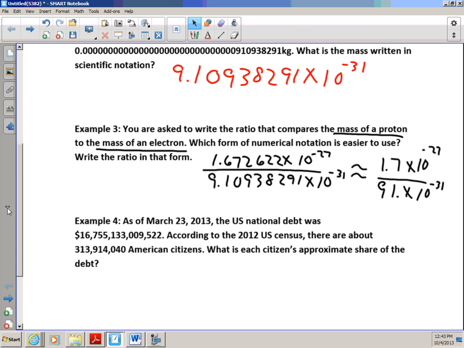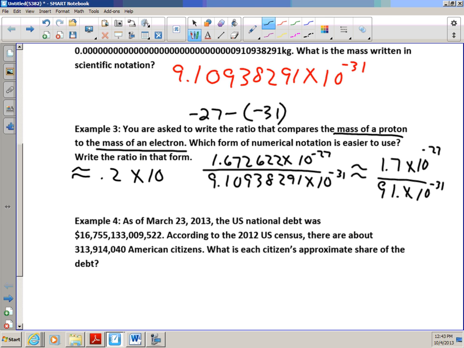Now I'm going to do my division of 1.7 and 9.1 to get approximately, I'm just going to move over here to make some room, 0.2. When we divide with the same base, we subtract the exponents. Be careful with the signs. It's negative 27 minus, because of subtraction, a negative 31. Using our keep, change concept, we know that's a 4. Converting that to proper scientific notation is 2.0 times 10 to the third.